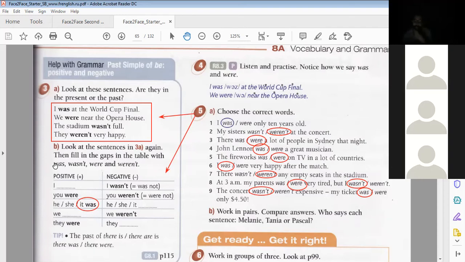When it's positive, they don't say was fully, they say it weak. I was at the World Cup final. I was at, زي كأنه was, اللي هو الوز والبط. نفس الصوت. I was at the World Cup final. Were نفس الشيء معاش were كاملة. We were. أصبحت أقصر زي ما قلت يا أم ميديا. الصوت أقصر. Was were. هذا في البوزيتيف.